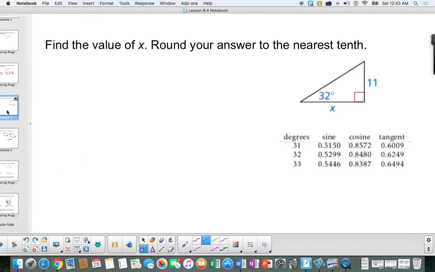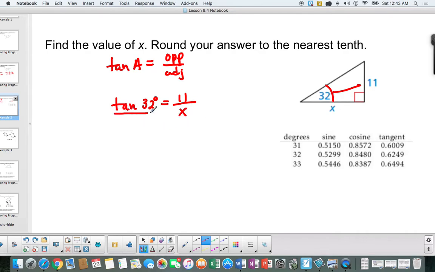Okay, we're going to actually find a side using this tangent ratio. And so here's my angle right here. I'm going to write out the formula. The tangent of an angle A is equal to the opposite leg divided by the adjacent leg. In this particular case, my angle is 32 degrees. My opposite leg is 11, and my adjacent leg is x. And if I put a 1 under here, I actually have a proportion here.